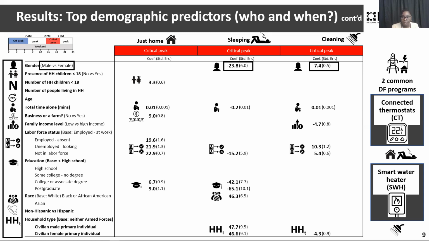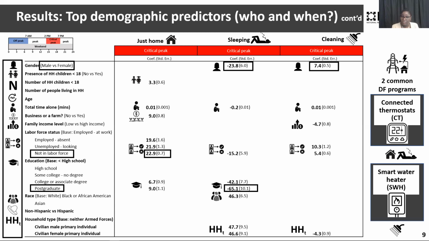And when you look at labor force status, it's more likely for someone who is employed to respond to your DR thermostat event call during critical peak relative to someone who is not in the labor force, who generally spends about 23 minutes more at home during critical peak. The one that is quite fascinating is how a postgraduate sleeps 65 minutes less than someone who has less than high school education. So it means that we can likely switch things off remotely while the other person is sleeping.